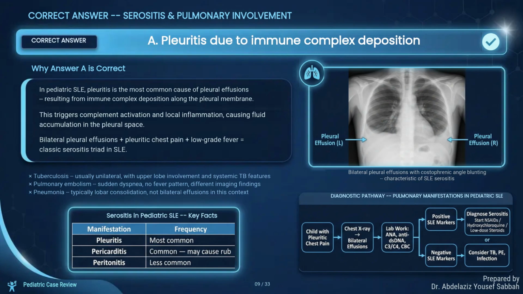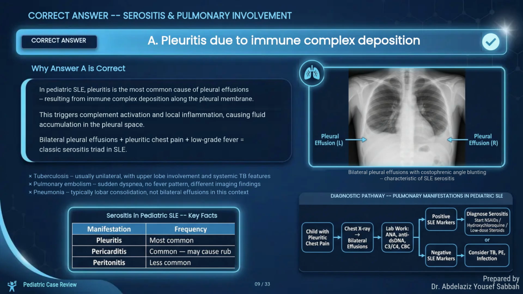In pediatric lupus, pleuritis is the most common cause of pleural effusions, resulting from immune complex deposition along the pleural membrane. This triggers complement activation and local inflammation, causing fluid accumulation in the pleural space. Bilateral pleural effusions combined with pleuritic chest pain and low-grade fever form the classic serositis triad in lupus. Tuberculosis is usually unilateral with upper lobe involvement.